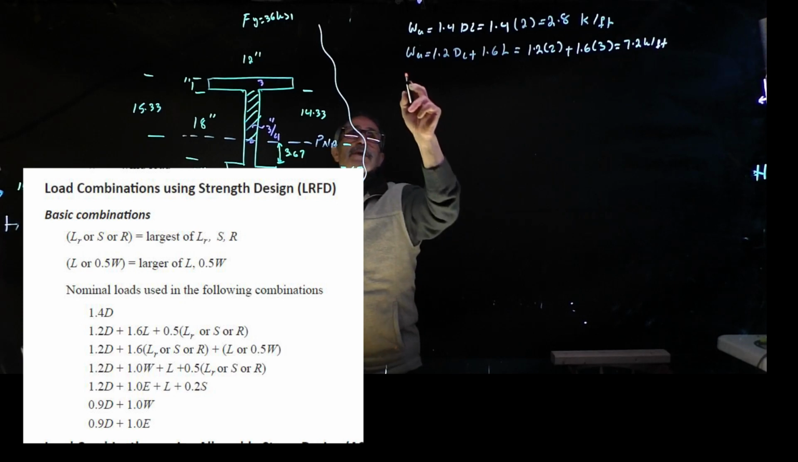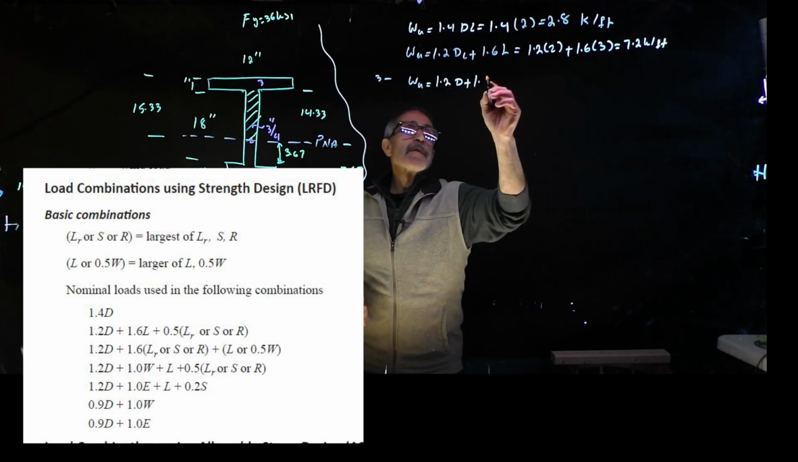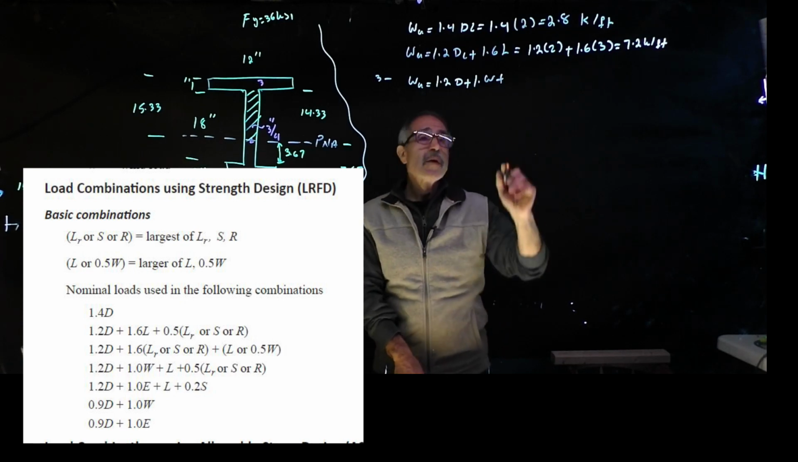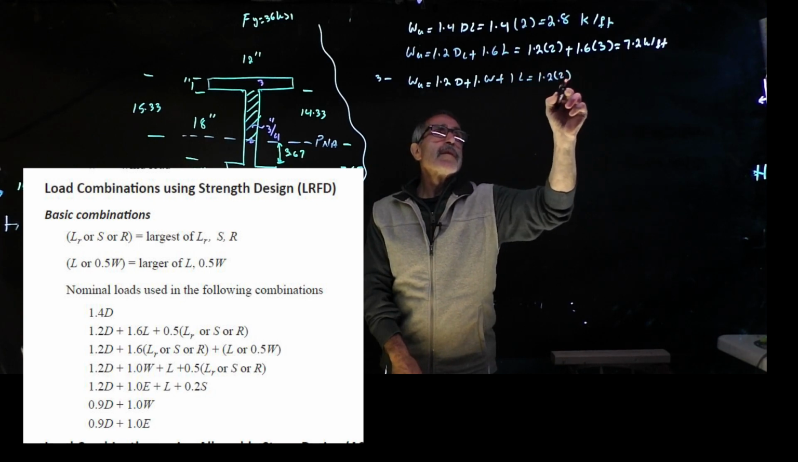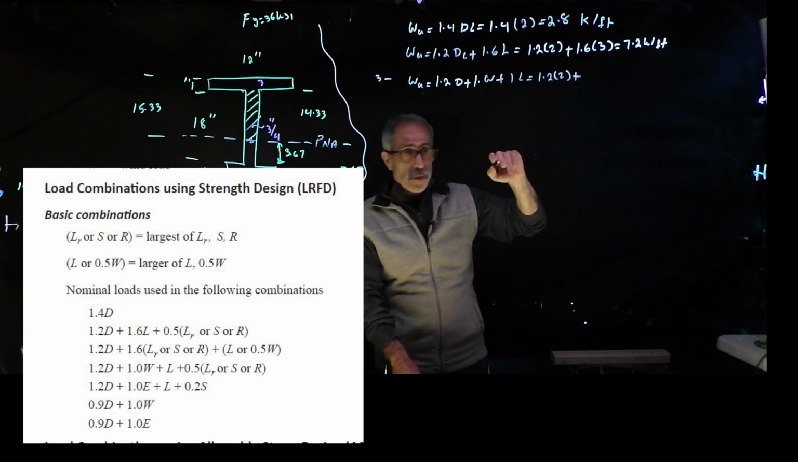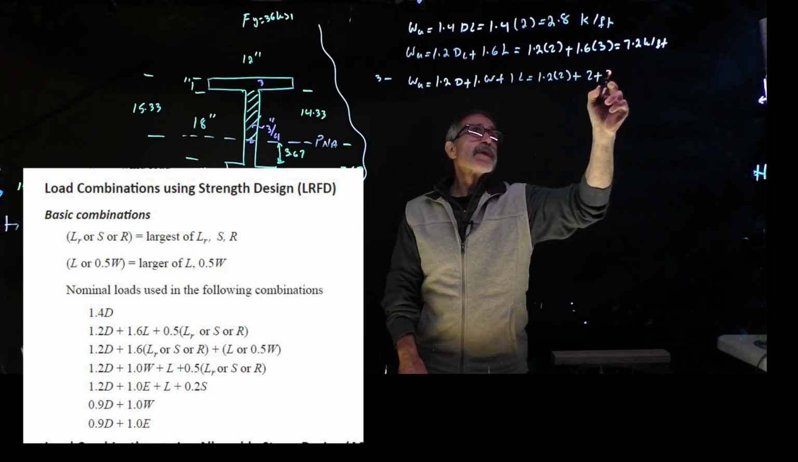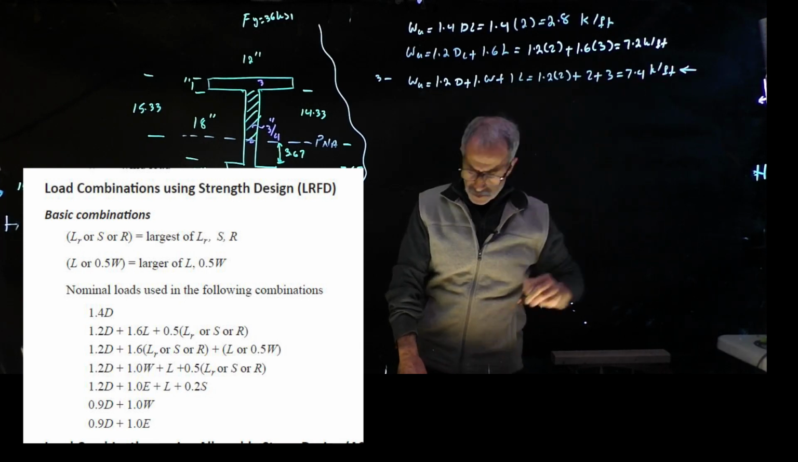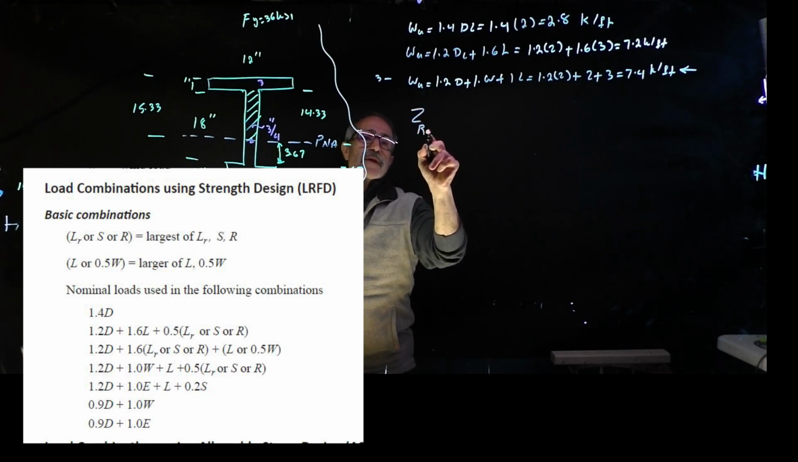Load combination number 3 is going to be basically plus 1 times W and plus 1 times live load. So that's going to be 1.2 times 2 plus the wind, which was 2, plus 3, and that's equal to 7.4 kip per foot. This one controls.